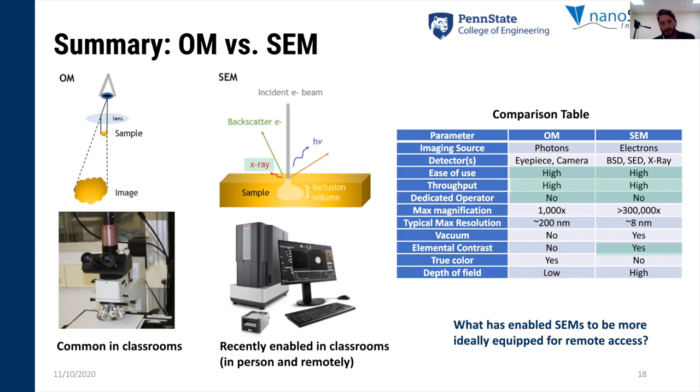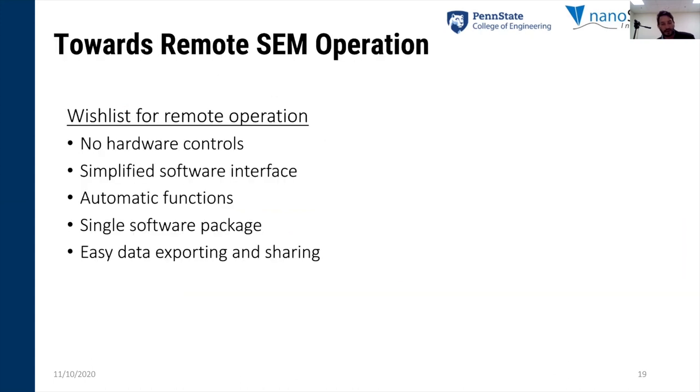So what has enabled SEM to be more ideally equipped for remote access? In order to have a piece of instrumentation that you can use for remote access, it needs certain qualities. Things that you would like to see for remote access would be no hardware controls. That kind of makes sense, right? If your instrument has knobs that you need to turn to move your sample, or a joystick that you need to move around, then obviously that's not very well suited for remote access because if you're not at the instrument, you can't turn the knobs on it, right?